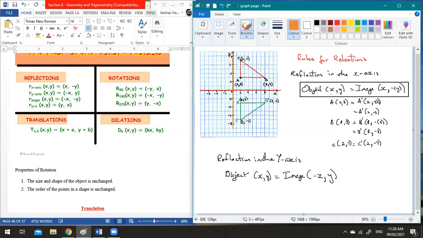So if it was to reflect the same triangle using the rule, if A was 2 and 3, the image of A, and since this is the second image, you put the second dash, right? You all understand that? So the first image will have 1, the second image will have 2, the third image will have 3. Make sense?